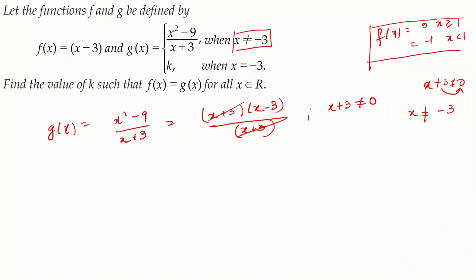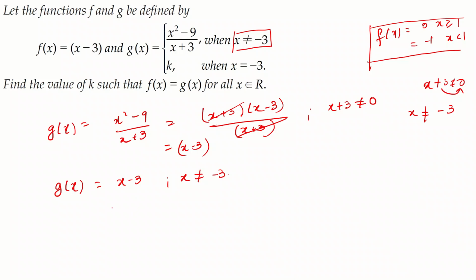Otherwise we could not, because x plus 3 could have been 0. But here we are assured that x plus 3 cannot be 0, because x is not equal to minus 3. So we can safely cancel these terms out. You have to mention and keep in mind these things. All right, so g(x) is equal to x minus 3 whenever x is not equal to minus 3. This is the value that g(x) takes when x is not equal to minus 3.